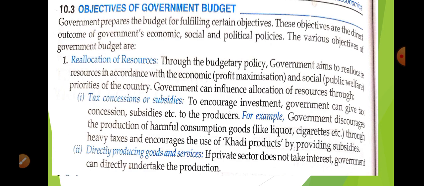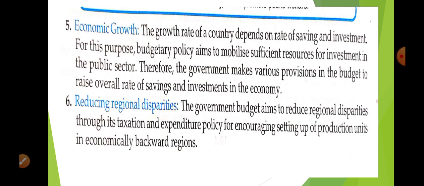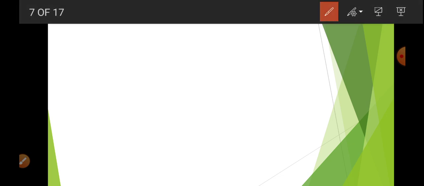Now, objective of government budget. Why is there a requirement to have this government budget? First of all, I want to explain it in my own language, then I am going to explain it in bookish language. If I talk about the government budget.